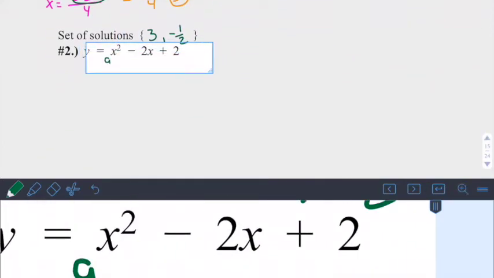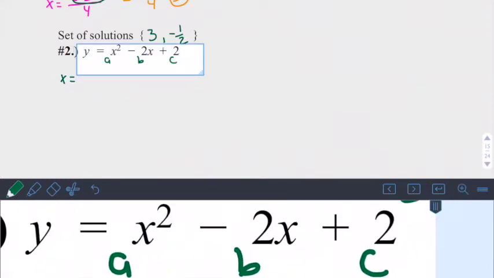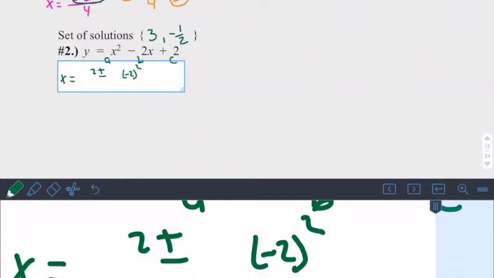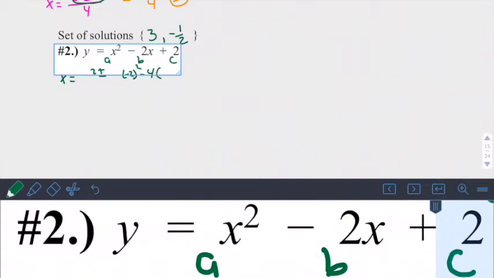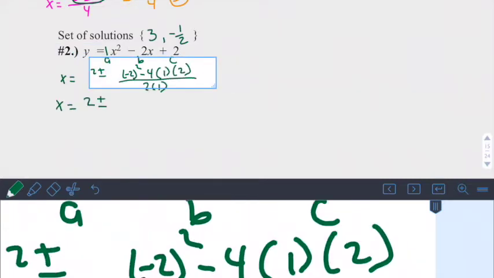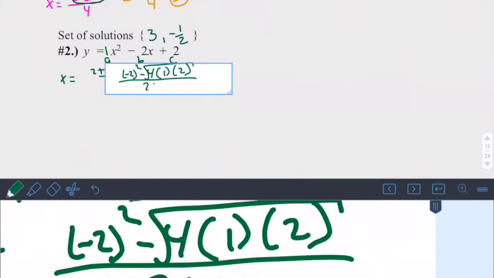So let's do another one. This is A, B, C. So I have x equal to negative b, so negative 2. Double negative makes this positive 2. So negative negative 2 will make this positive 2, plus or minus the square root of negative 2 squared minus 4 times a, which is 1, times c, which is 2. All over 2a. Well, 2 times 1.